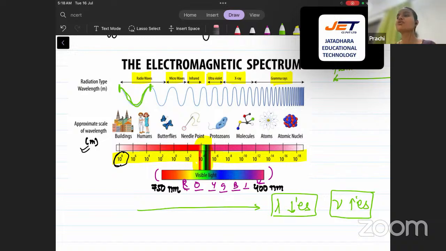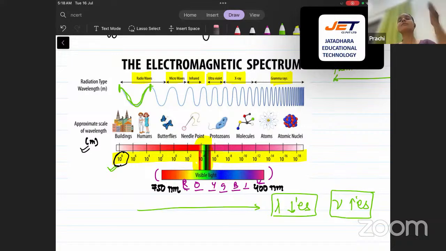But for now, you should know that when I am moving from the radio to the gamma radiations, your wavelength is decreasing, which you can see here. The radio waves have a very long wavelength, and that is the reason they are used for communication, as they can travel large distances, around 10 raised to the power 8 meters.